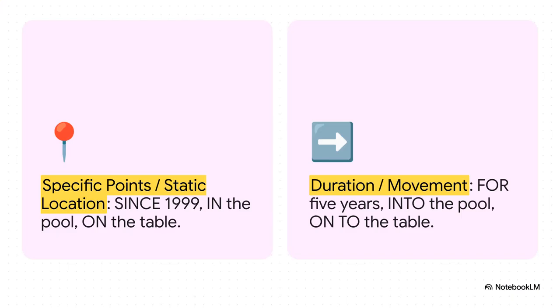So here's the main difference you need to know. Just ask yourself one question. Is it about a specific point in time or a fixed location? If the answer is yes, you're probably going to use words like since or in. But if it's about a duration of time or movement from one place to another, that's when you bring in words like for and into. It's all about static versus movement.